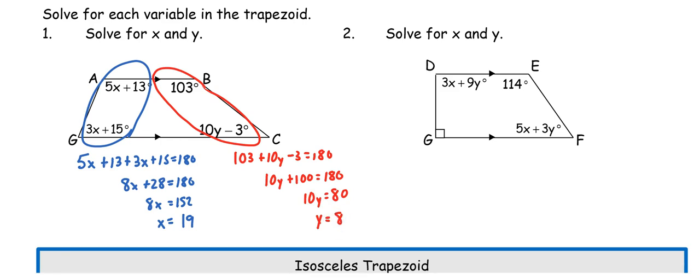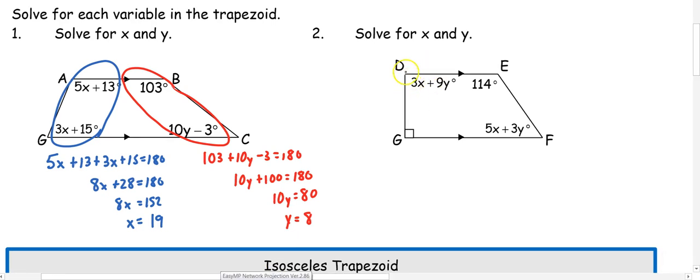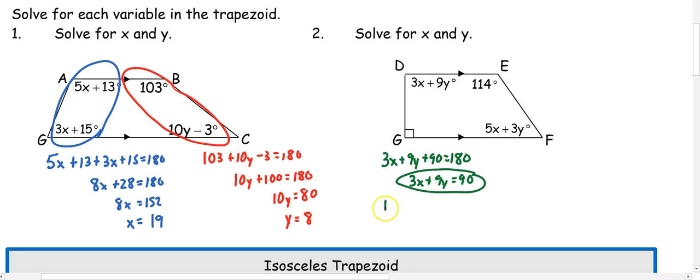So in number 2, we're going to use the same idea. So D and G are supplementary. 3x plus 9y plus 90 equals 180. So notice that there's an x and a y in this equation. So I'm going to move 90 to the other side. So I have 3x plus 9y equals 90. So that's one equation. The other equation, I have 114 plus 5x plus 3y equals 180. And when I subtract 114 from both sides, I get 5x plus 3y equals 66.